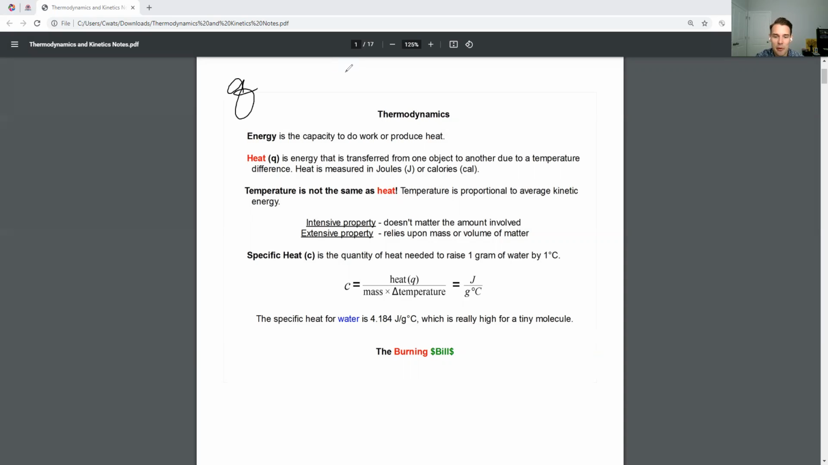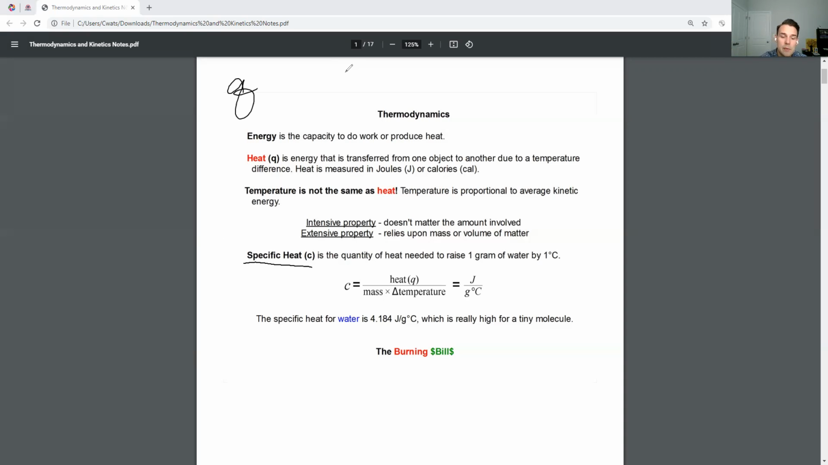An intensive property doesn't depend on the amount involved. An extensive property relies upon the mass or volume of matter. So temperature is intensive. It does not matter how much I have. If I've got 100 grams or 50 grams, it's still going to be the same temperature. Heat, which relies upon the mass and specific heat, a new concept for us, is an extensive property because it does rely upon how much there is.